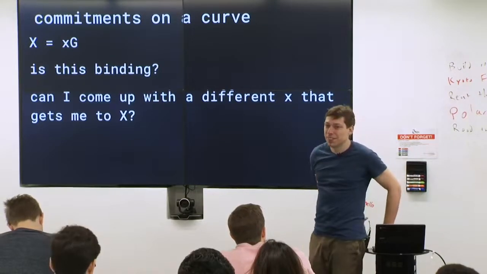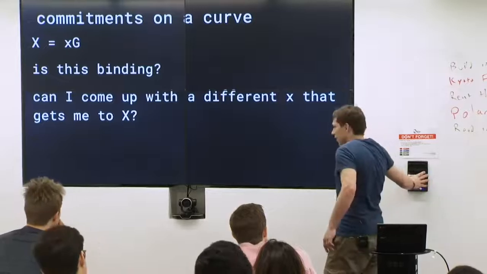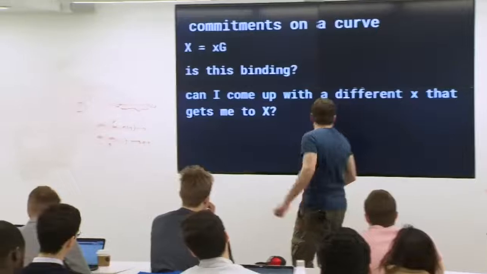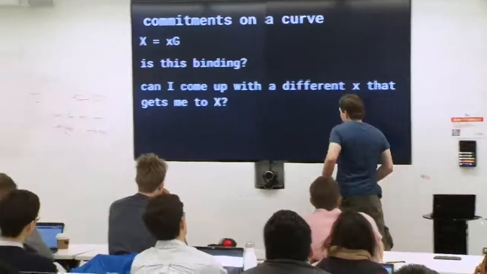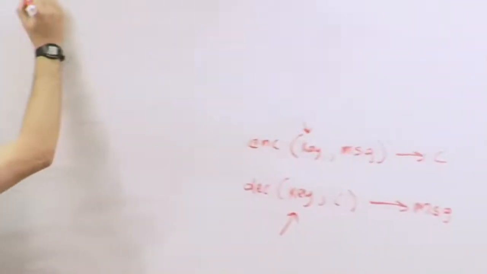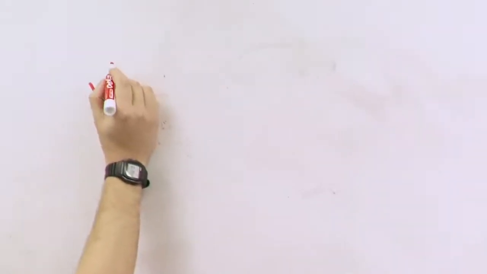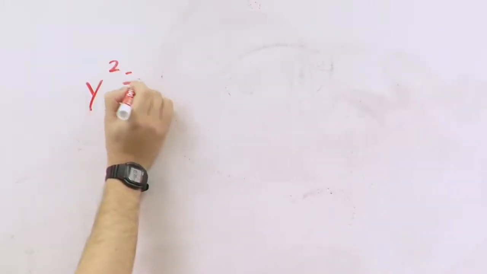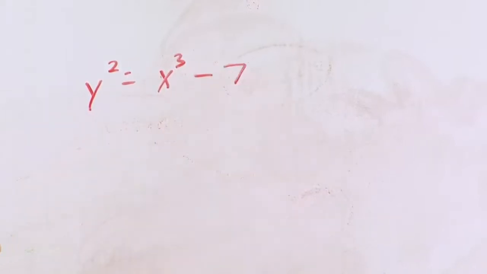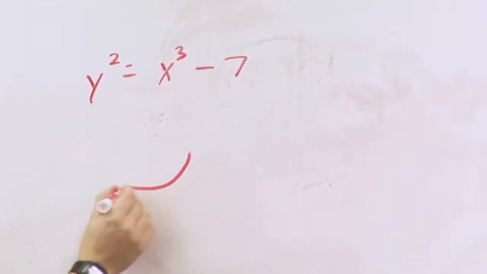Can you draw an example curve? Oh yeah. The curve for Bitcoin, I think it's y squared equals x cubed plus or minus 7, I think. That's it. It looks sort of like this.